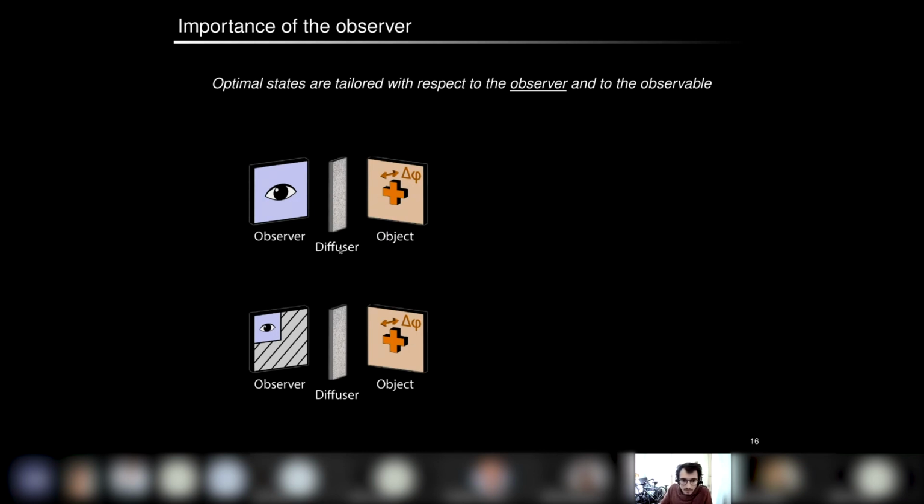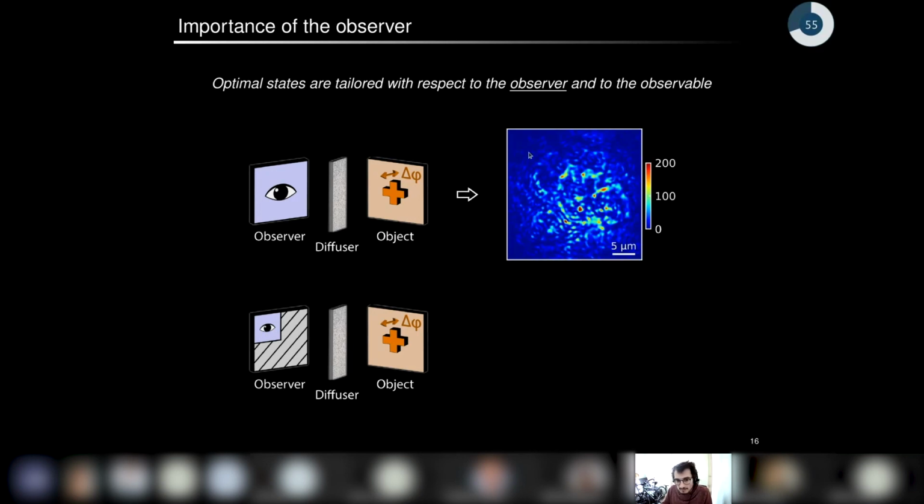Here we run the experiment first by looking at the full field of view of the camera and trying to estimate delta phi, the phase of the cross. Then we run the same experiment, but restricting the field of view of the camera. In the first case, the optimal state has an intensity at the position of the observer which covers approximately the full field of view. Remember, it's a speckle because we have a diffuser, but the intensity is approximately distributed over the field of view.